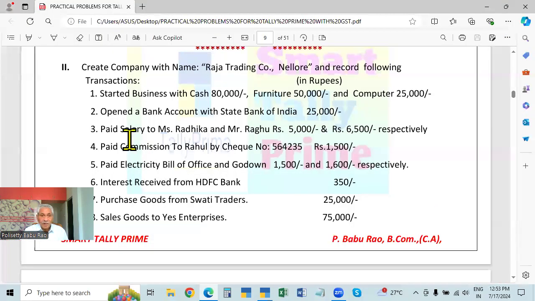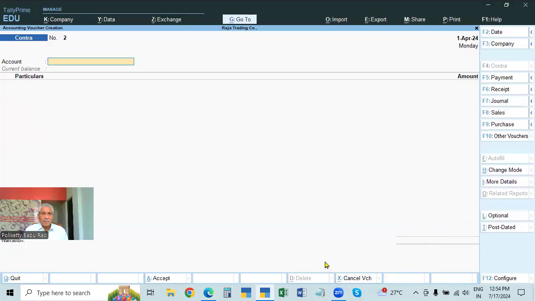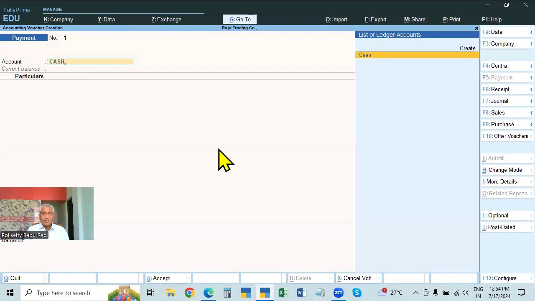Then paid salary to Radhika and Raghu, 5,000 and 6,000 respectively. Both are salaries only, and in the case of salaries, personal accounts are not required. Paying salary means cash is paid. So for two salaries, we enter the total amount, as the account is the same, salaries. So we are making a payment. I have to go to payment. What are you making payment with? Cash we are paying.